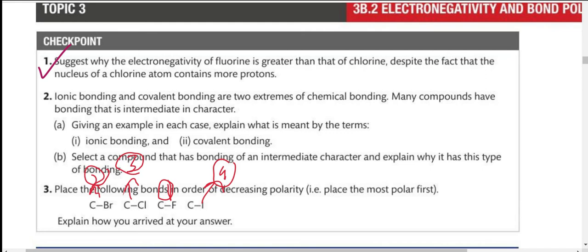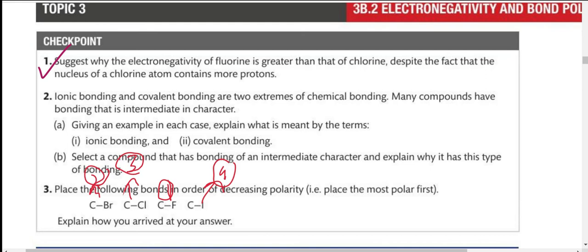Let me repeat it once again. Fluorine is smaller in size. The nucleus is much more effective. So it has a greater authority over the shared pair of electrons. That's why the electronegativity is larger as compared to chlorine, which is larger in size. The nucleus is not that effective as compared to fluorine. That's why it has a smaller electronegativity value.